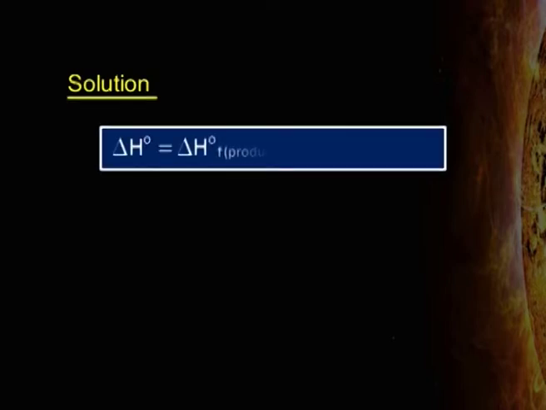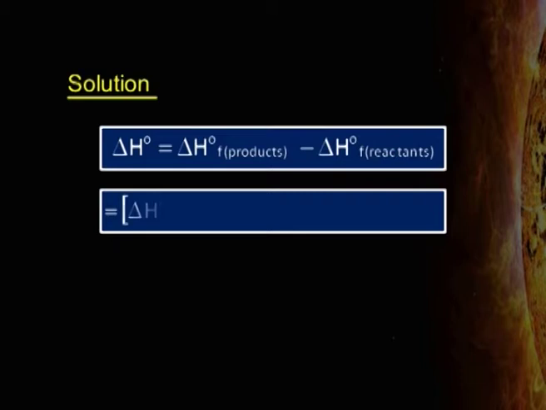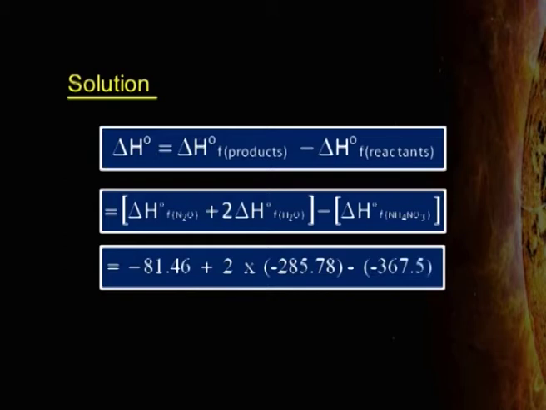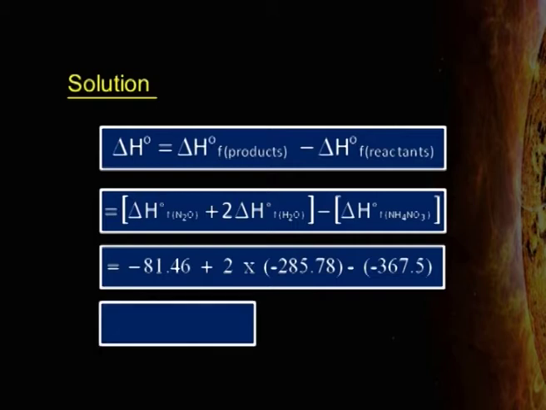Delta H naught will be equal to delta H naught formation of products minus delta H naught formation of reactants. Therefore, delta H naught of the reaction will be equal to delta H naught formation of N2O plus 2 into delta H naught formation of H2O minus delta H naught formation of ammonium nitrate, that is NH4NO3, which is equal to plus 81.46 plus 2 into minus 285.78 minus 367.5 equal to minus 122.56 kilojoules.